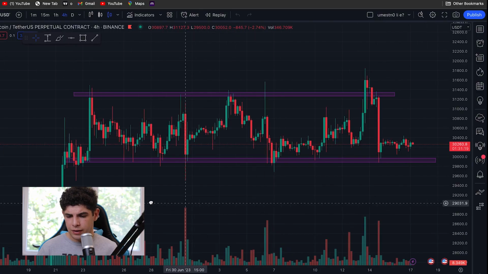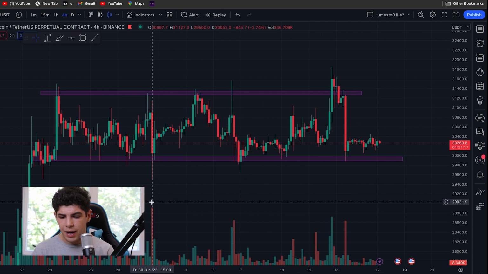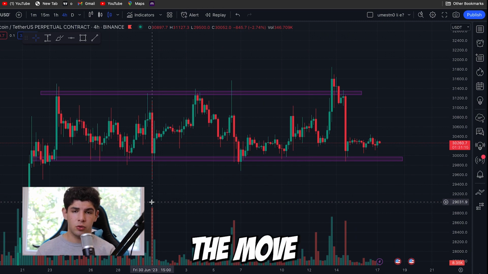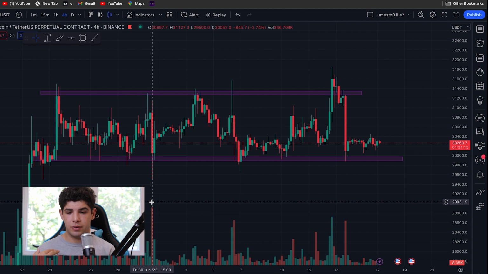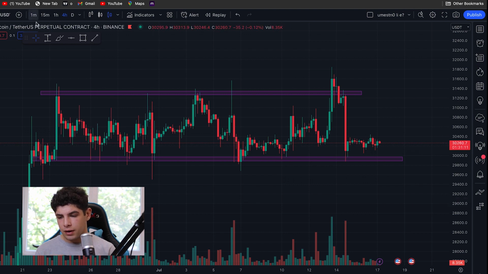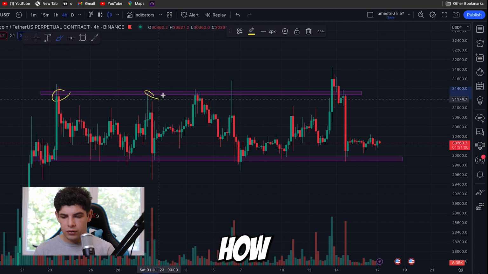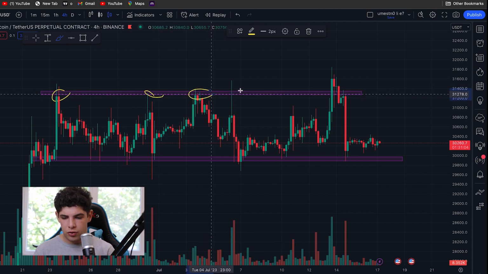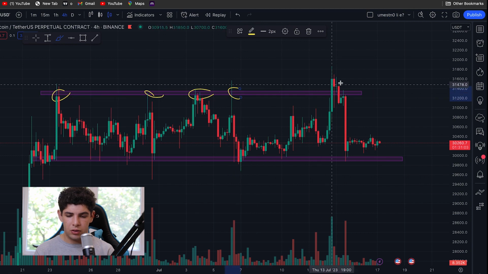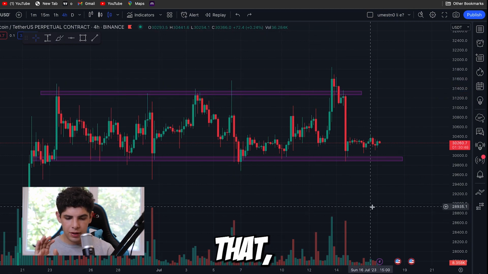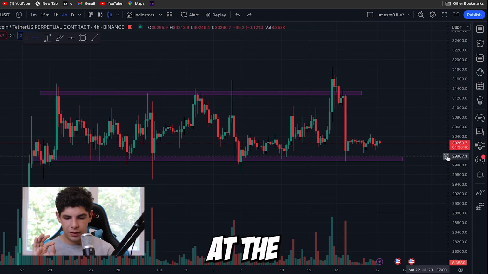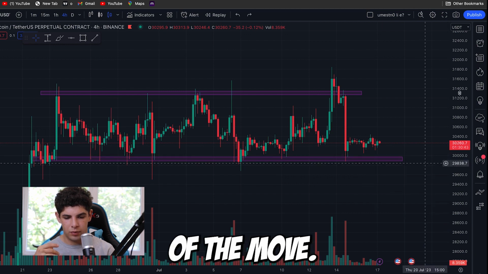So what I've drawn right here on the chart is the absolute tops and bottoms of the move where I would actually place my trades. As you can see, there are a ton of wicks right here, and I would actually show you how to not get stopped out when you enter a short at the top and when you enter a long at the bottom. But before that, you have to set your alerts at the absolute bottoms and tops of the move.